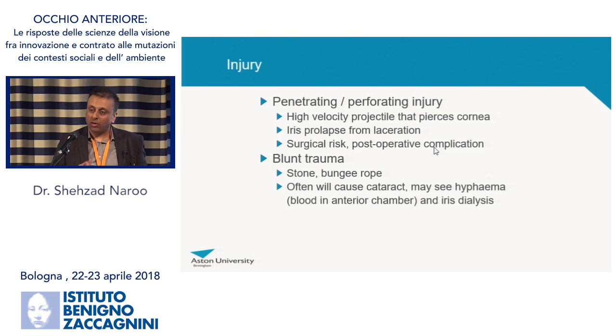On the cornea, you couldn't really see much because it perforated. But on the iris, what you could see is that there was a rip in the iris. So something had obviously gone through the iris.